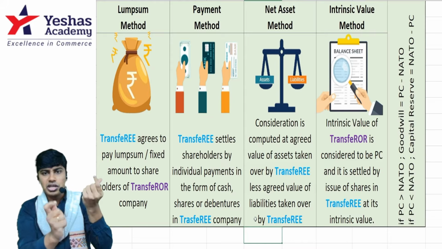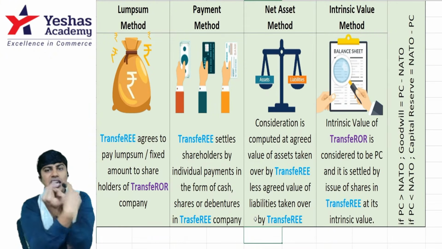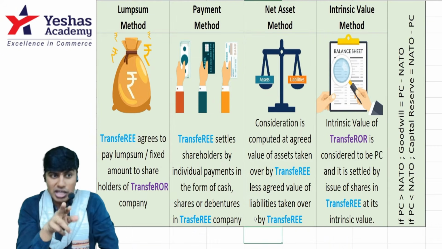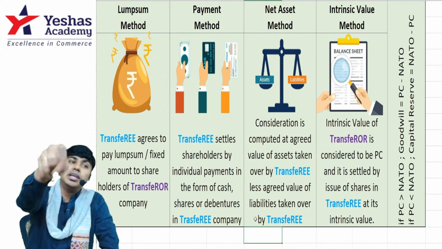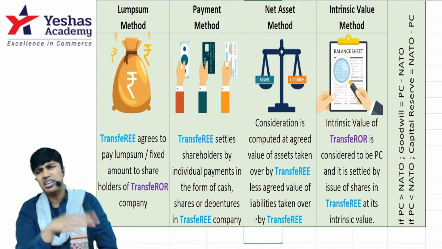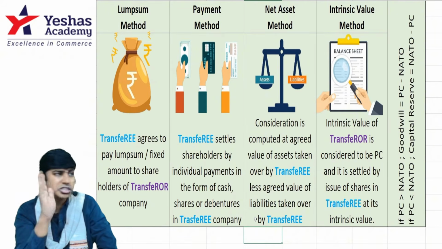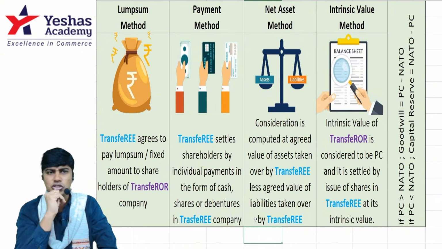Put transferee company share value in transferor, transferor company share value in transferee. That is the exchange ratio that should be used to identify the number of shares the transferee company should give to the transferor company in PC. Further, that can be issued at par or at this intrinsic value or any other value. That should be mentioned in the question. Nothing mentioned, we'll assume intrinsic value, but that is something that should be given. I hope you understood the intrinsic value method.